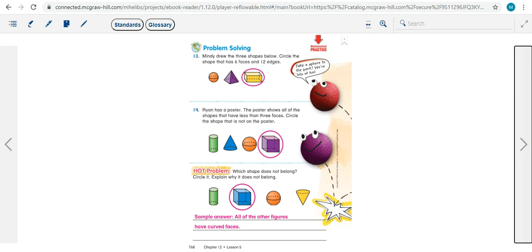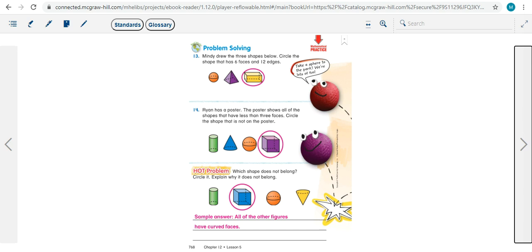Number 13. Mindy drew 3 shapes below. Circle the shape that has 6 faces and 12 edges. It is the third one. Number 14. Ryan has a poster. The poster shows all of the shapes that have less than 3 faces. Circle the shape that is not on the poster. The answer is the last one. Why? Because remember that cubes have 6 faces, 12 edges, and 8 vertices.